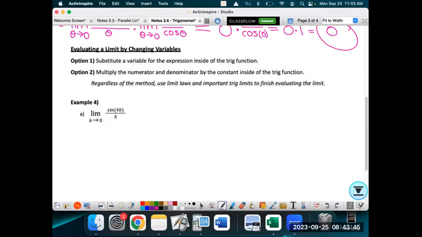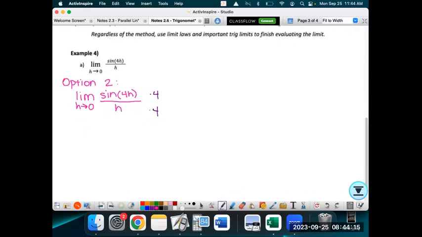So if I go with option 2, I'm going to start by writing my limit in the first place. And I'm going to multiply by the constant that I have, or the coefficient that I have inside of my trig limit. So times 4 over 4. So that becomes the limit as h approaches 0 of 4 times sine of 4h over 4h.